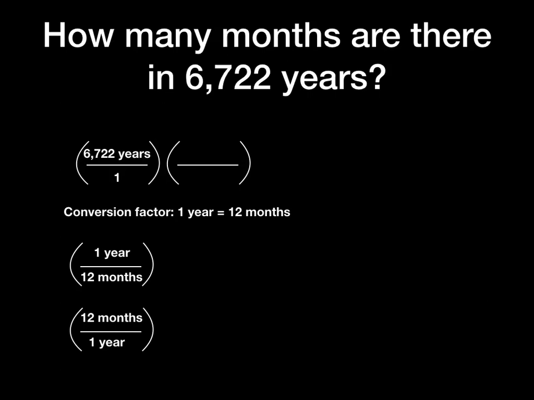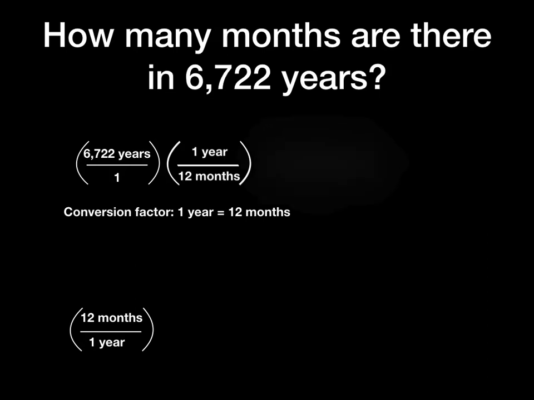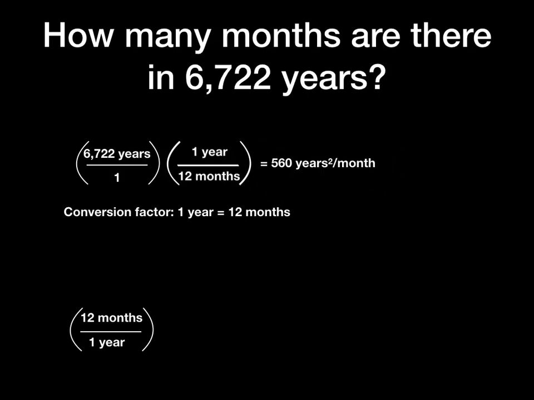But one of them will work better as a conversion factor than the other. For example, if we take this top one first and put that in as our conversion factor, this would show us that if we want to do the math, we multiply by all the numerators and divide by all the denominators. So we get our calculator out, we multiply 6,722 years times 1 year divided by 1 divided by 12 months, and we would find that that is 560 years squared per month.